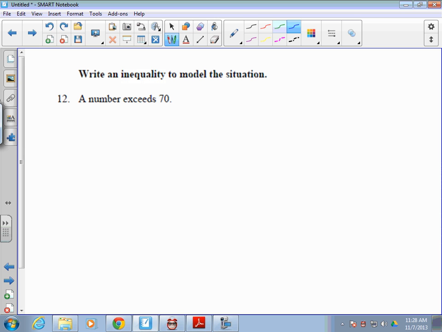Write an inequality in the model. A number exceeds 70. So if you exceed the speed limit of 70, you'll get a ticket. So X is greater than 70, because if you go 70 miles an hour, that's not exceeding, you will not get a ticket. So exceeds means greater than, not greater than or equal to.